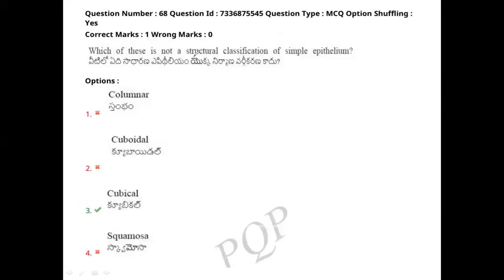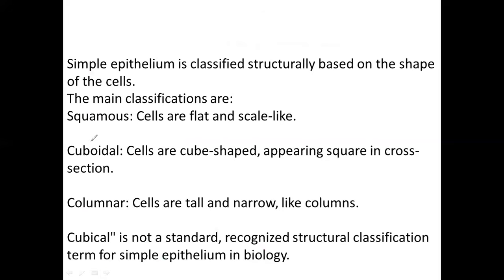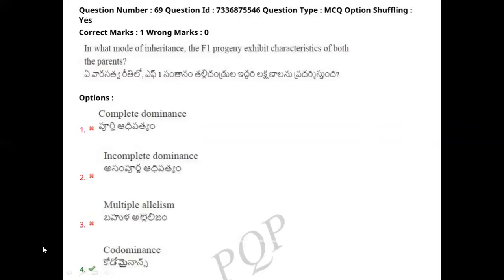Which of these is not a structural classification of simple epithelium? So columnar simple epithelium, cuboidal simple epithelium, squamous simple epithelium are the correct options, and cubicle is not a shape, it's not a word. Squamous cells will be flat and scale like. Cuboidal will be cube shaped. Columnar will be tall and narrow, like columns. So these are the 3 different classifications of simple epithelium.